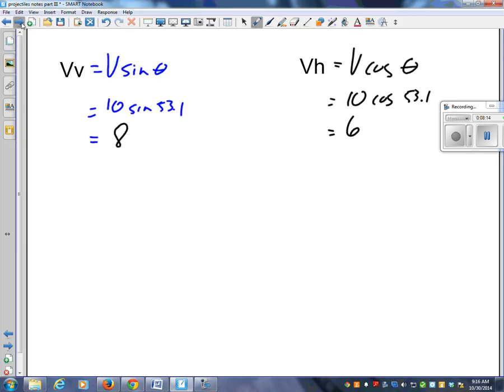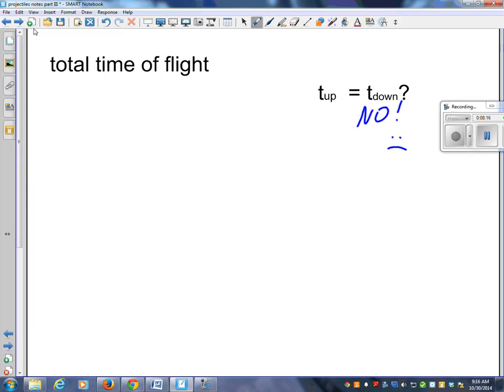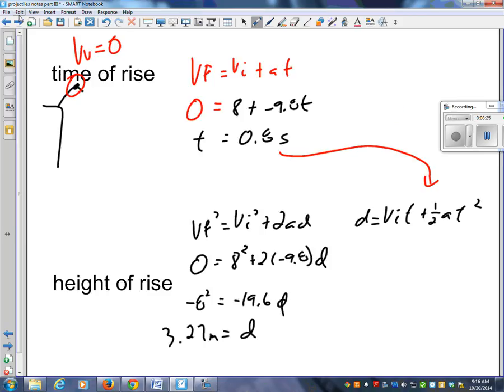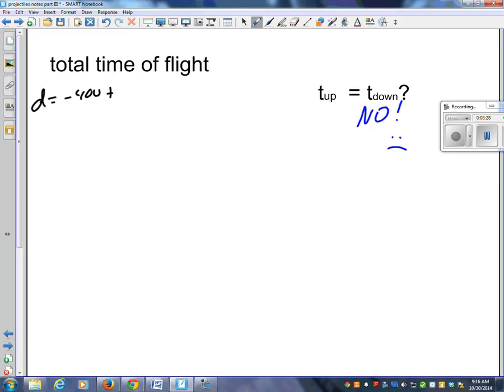I'm going to show you 2 ways to do it. Okay? So we're going to say the total displacement now is minus 400 plus, what was that number? 3.27. So the object is going to fall minus 403.27 meters. And then we're going to go d equals VIT plus 1/2 AT squared. The total displacement is minus 403.27.